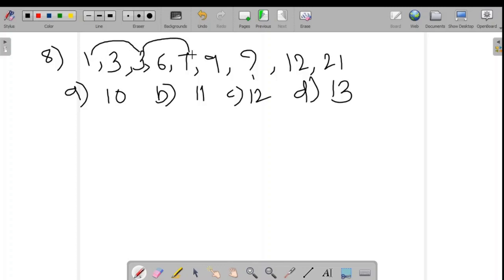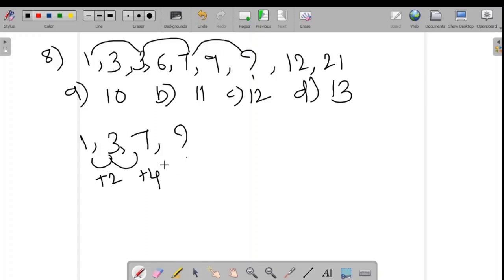Something like this. 1, 3, 7, question mark. How much is added here? Plus 2, plus 4, and next should be plus 6. Simple analysis: 2, 4, 6. How much is that? 7 plus 6 is 13.